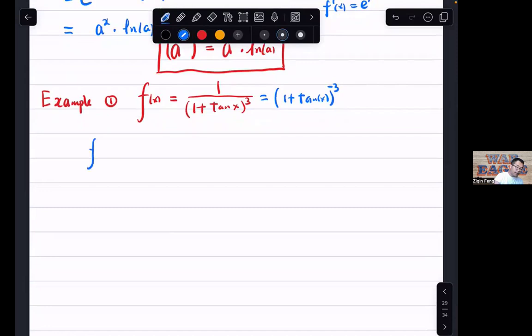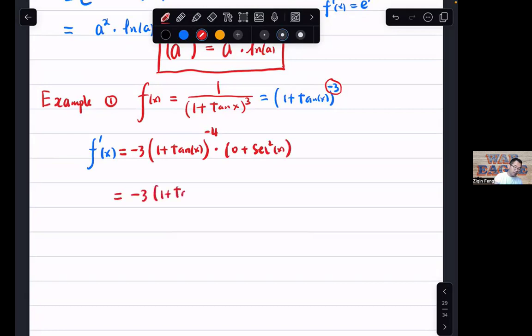So let's try to write down the answer directly. F prime of x is the derivative of the outer function. The outer function is a power function to the power -3, so applying the power rule, we bring down -3. The inner function, 1 plus tangent of x, goes to the power -3 minus 1, which is -4. The inner function stays as it is, times the derivative of the inner function, which is 0 plus secant squared of x. So this is how we differentiate this function: -3 times (1 plus tangent of x) to the -4 times secant squared of x.